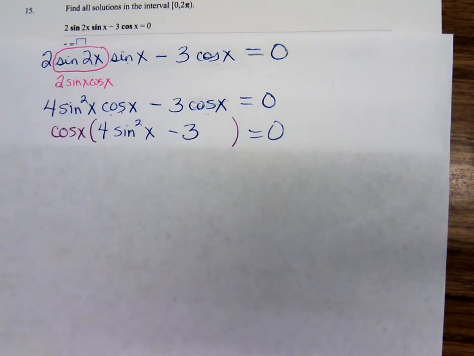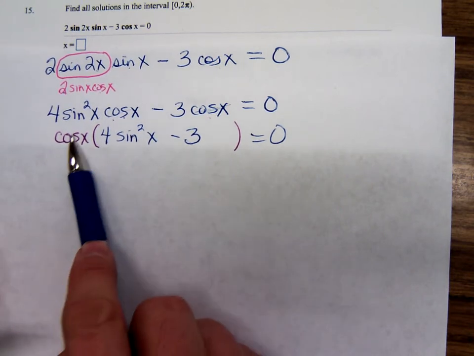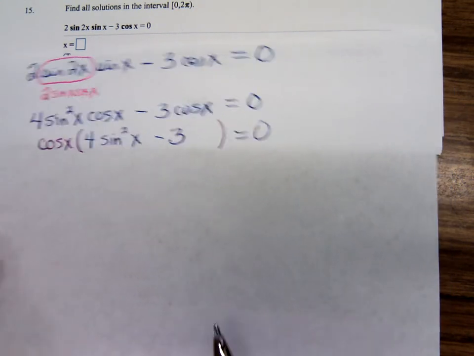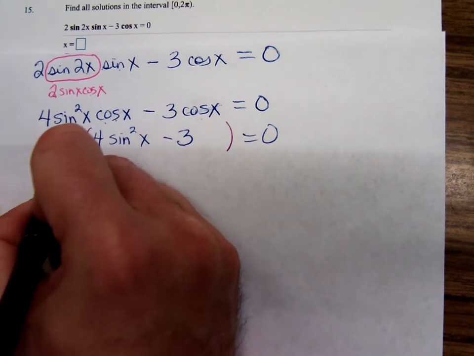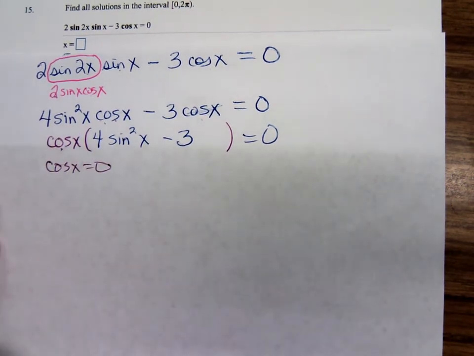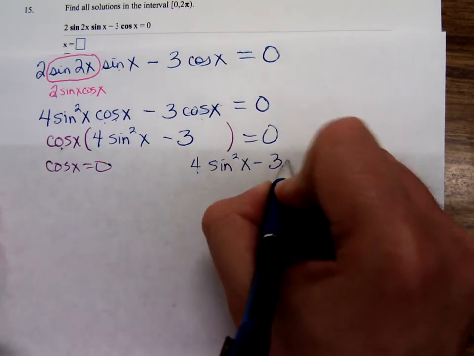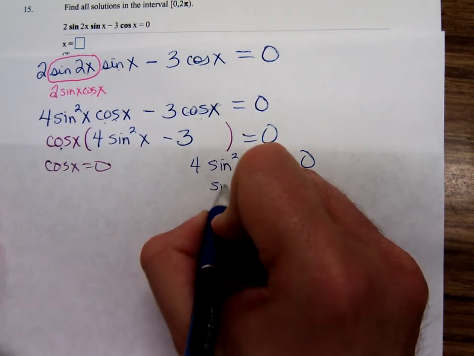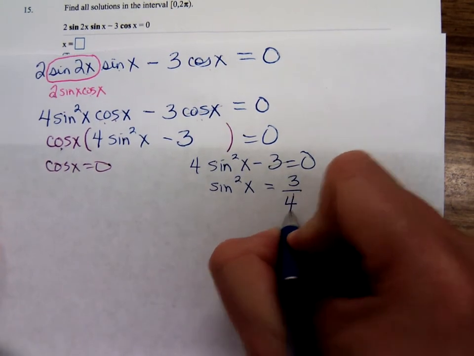Did I factor that right? Yeah, I did. How do I know that? I distribute this cosine x. I get 4 sine squared x cosine x minus 3 cosine x equals 0. Set each one of these factors to 0. So we have cosine x equals 0. And 4 sine squared x minus 3 is 0. So move the 3, divide by 4. We'd have sine squared x equals 3 over 4.